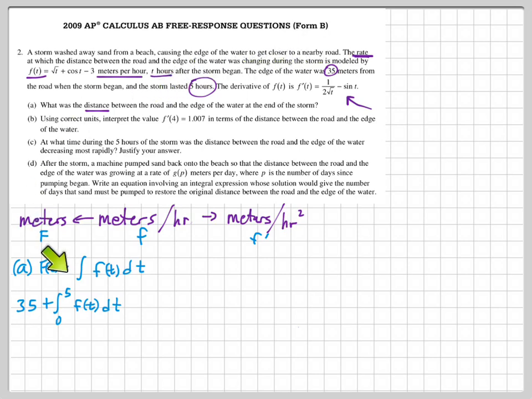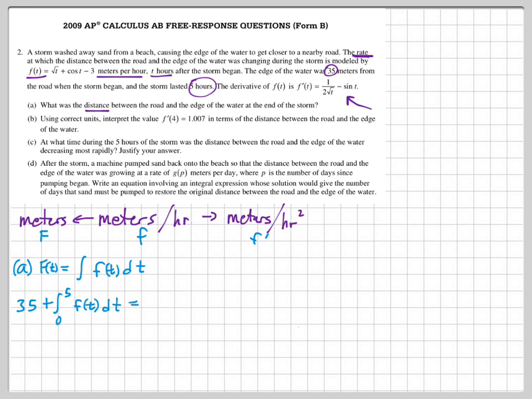And then when we add what the function does, whatever the function's result is, it can be positive, it can be negative. Most likely it's negative since the sand is wasting away. We have to have 35 plus this, and that'll give us the distance between the road and the edge at the end of the storm.